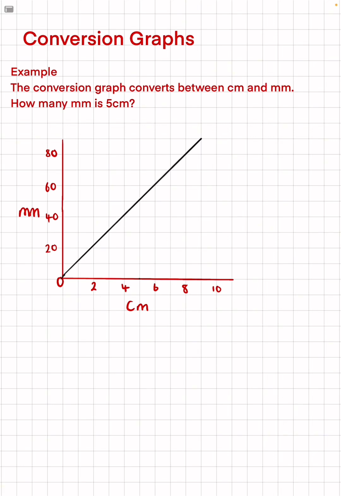So if we find 5 centimeters along the horizontal axis, which is over here, we draw a vertical line up to the black line, and now draw a horizontal line to the vertical axis. We can read the number off the vertical axis. So we've got 40 millimeters here and 60 millimeters here. So this must be 50 millimeters. So 5 centimeters equals 50 millimeters.